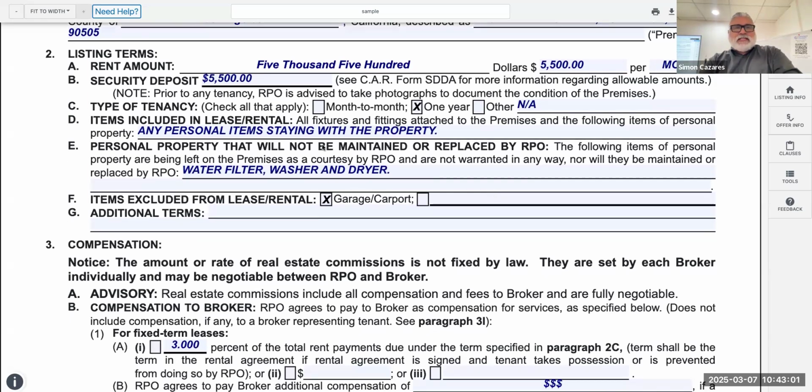All right, so next is the type of tenancy. Is it going to be a month to month? Okay. Or is it going to be a 1 year or other terms, right? It can be more than 1 year, depending on the circumstances and what the landlord wants, and obviously what the tenant wants. Okay. When you see that it says RPO, that's for the landlord. So when they talk about the RPO, they're referring to the landlord.